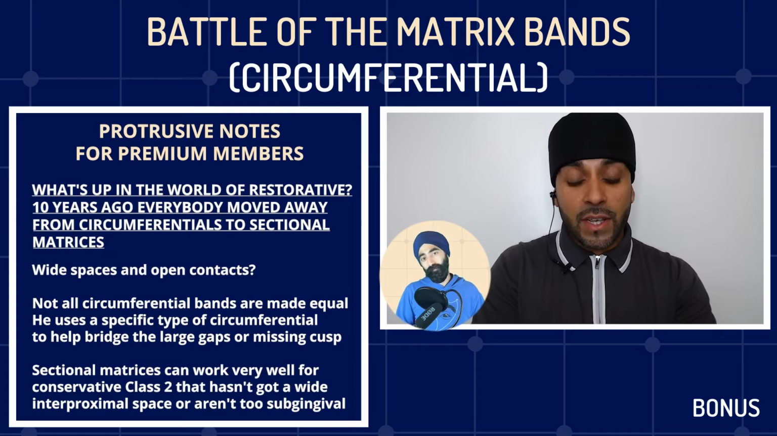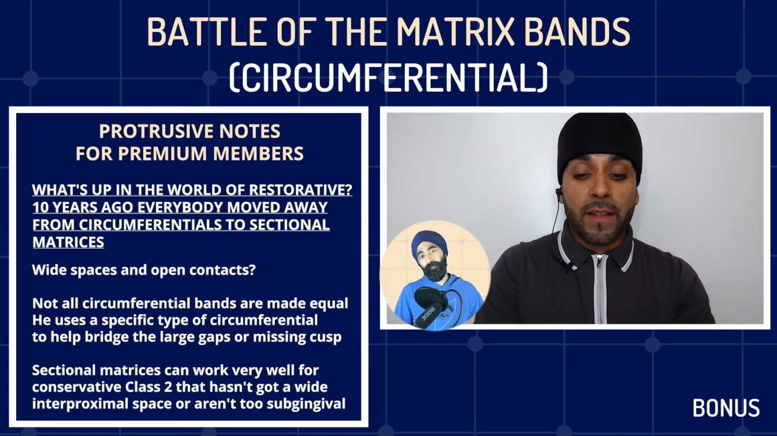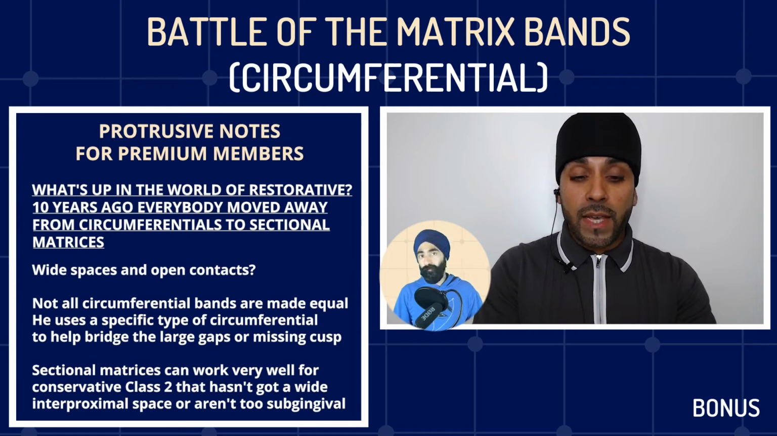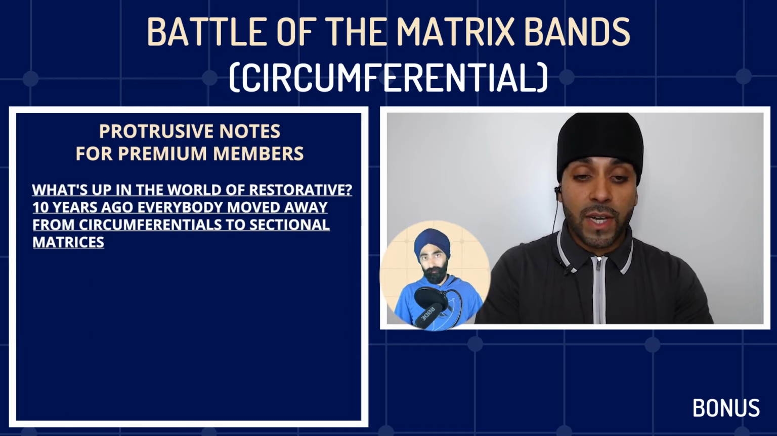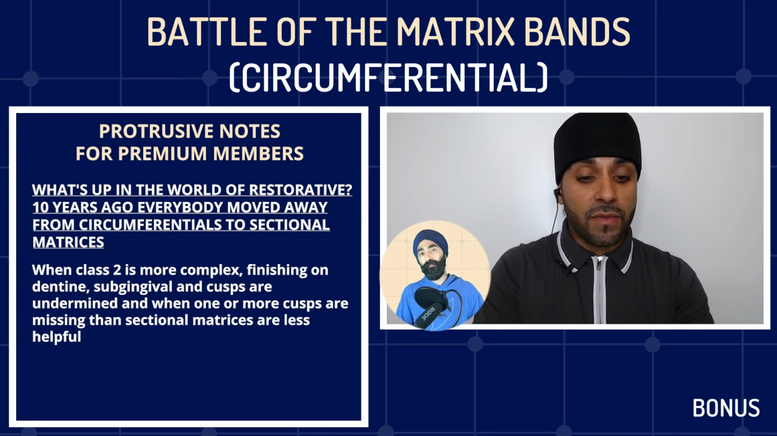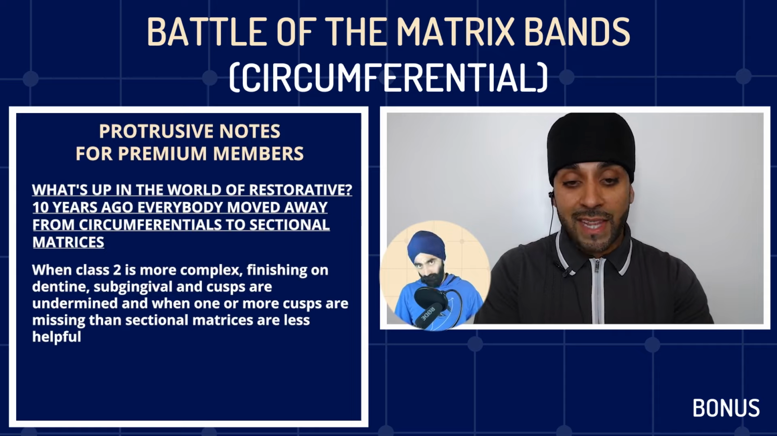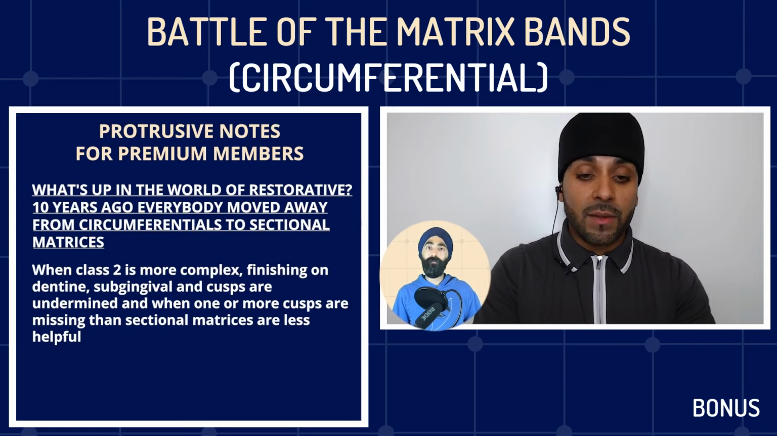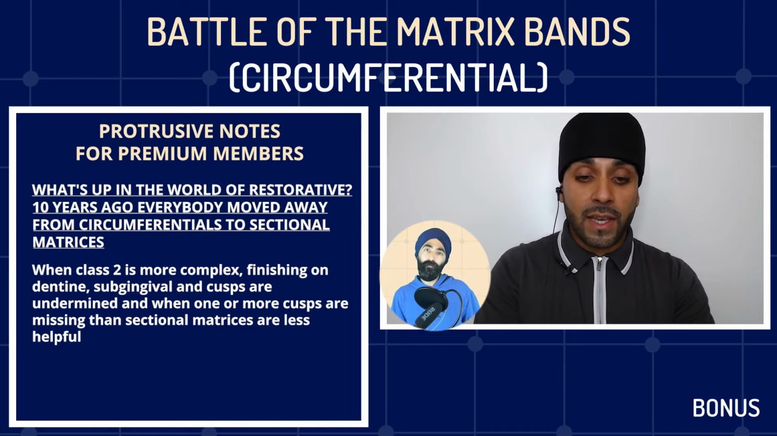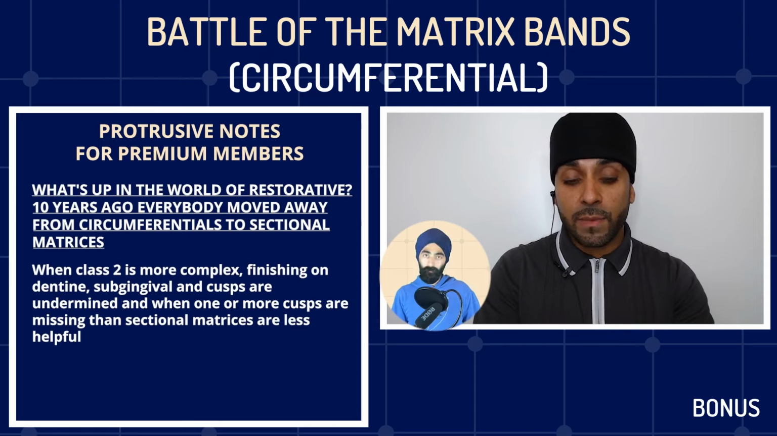And when there's missing cusps or stuff like that. I'd like to preface it by saying what sectionals are really useful for, which is when you've got a class two that's really conservative and hasn't got a wide space, and it's not very subgingival. Sectionals work really quite well, as we all know. But when class twos are more complex, which they often are, and they're not finishing on enamel, they're more on dentine, and they're subgingival, and the caries are undermining the cusp, then sometimes sectionals can't really help with that. Even more complex is when we have one or more cusps missing. And again, that's why I think circumferential matrices can really help us.